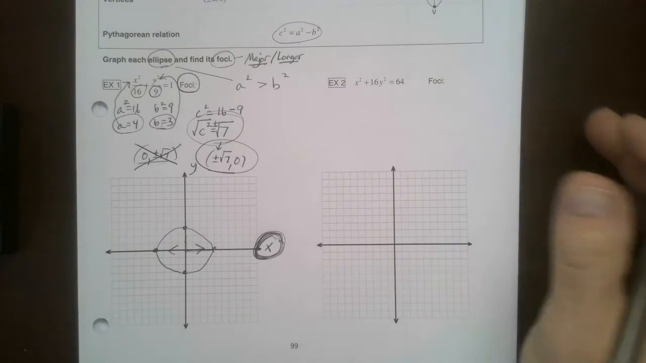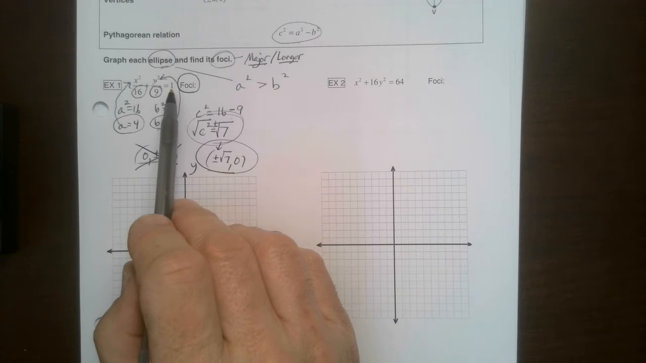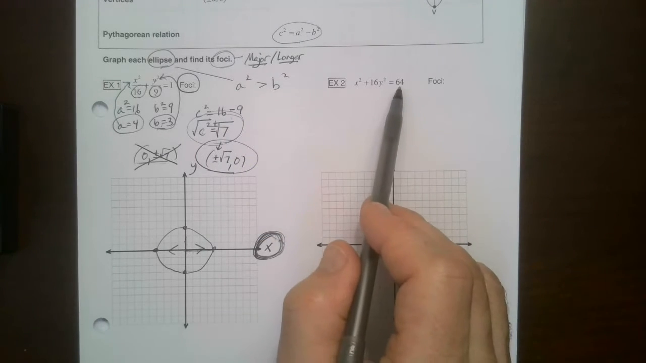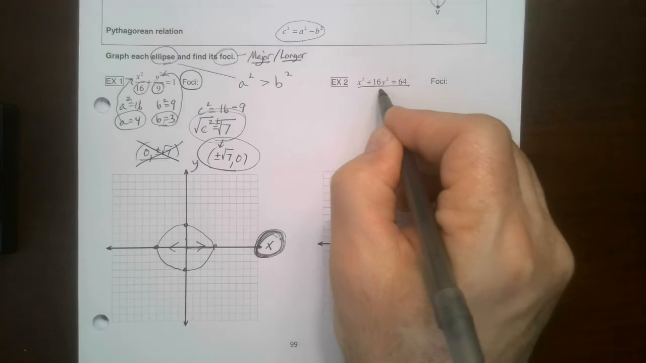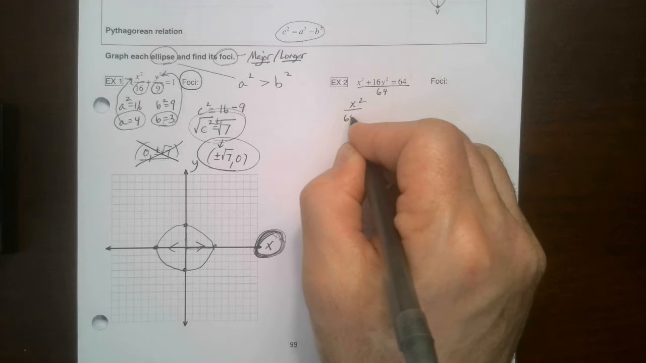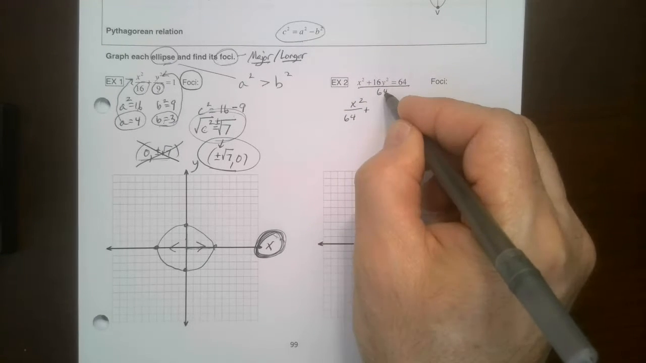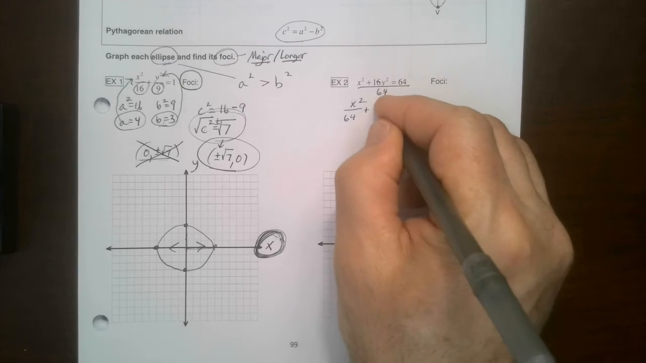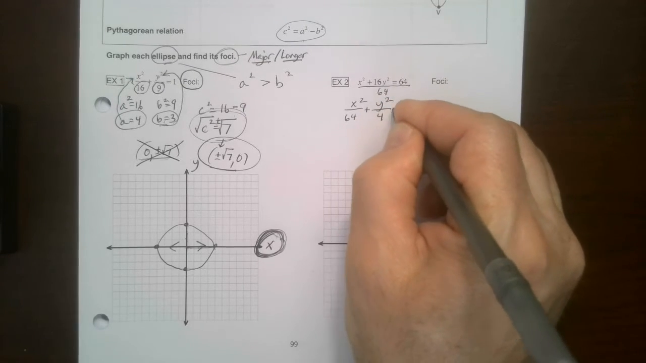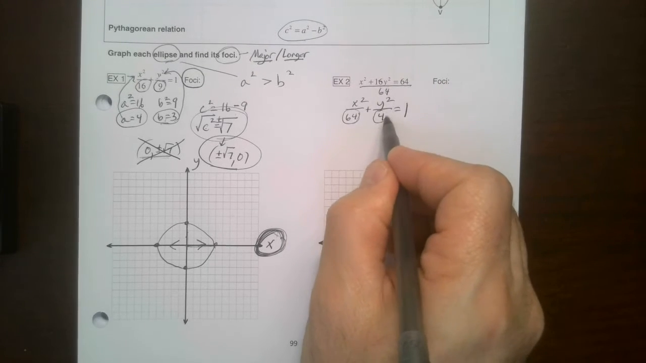Let's go on to the next one. Very similar. Notice the difference, though. This one was already set up; it equals 1. Remember that in the pre-lesson? This one does not. So the first thing we have to do is divide everything by 64 and then reduce it. So I get x squared over 64 plus, now 16 over 64 is really 1/4, so I'm going to write it as y squared over 4 equals 1. Very obvious that this is bigger than this.